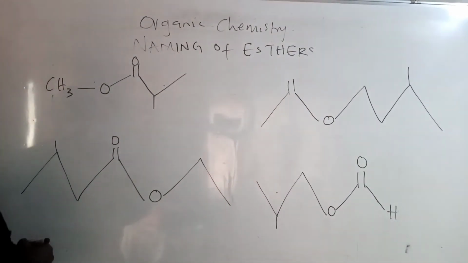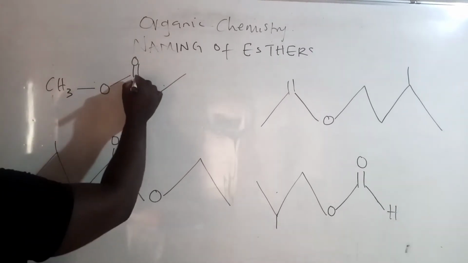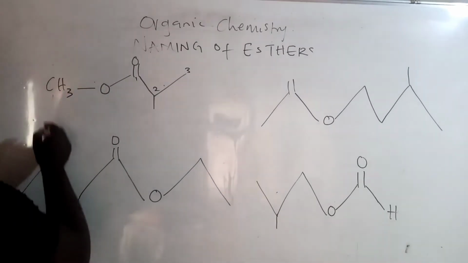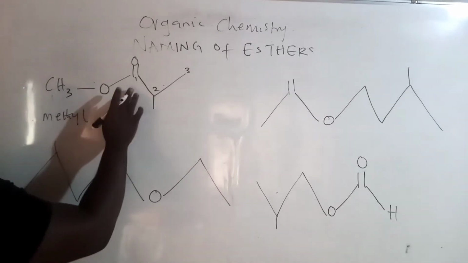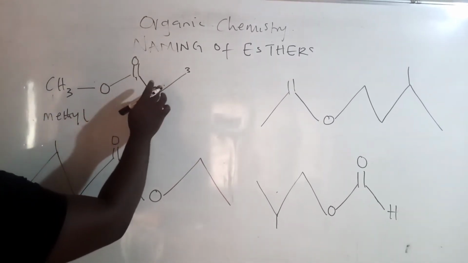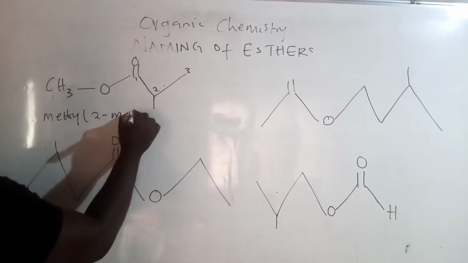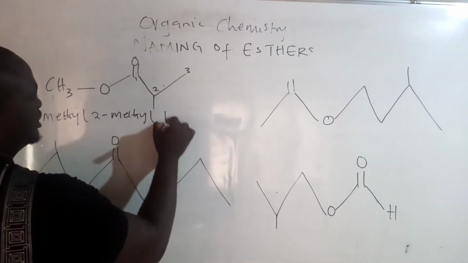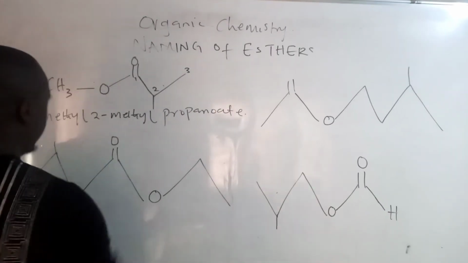So the first thing is name the part that does not contain the oxygen. So this is 1. Now look at the tricky part of this question. It has a branch here, right? So you start naming from there. So this is 1, 2, and 3. So the name of this compound is methyl, right? But at number 2 we have 2-methyl. And the parent chain is 1, 2, 3. So this is propanoate. That's the name.